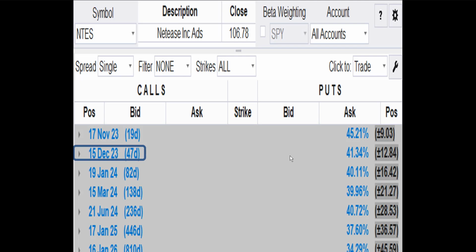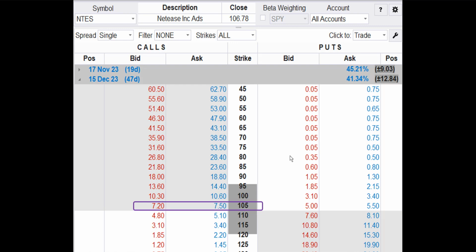NTES has 7 option chains to choose from. We're going to use the DEC 15 option chain. Right now, the December 15 options have 47 days to expiration. Here is the NTES option chain for DEC 15. NTES closed at 106.78 on Friday.